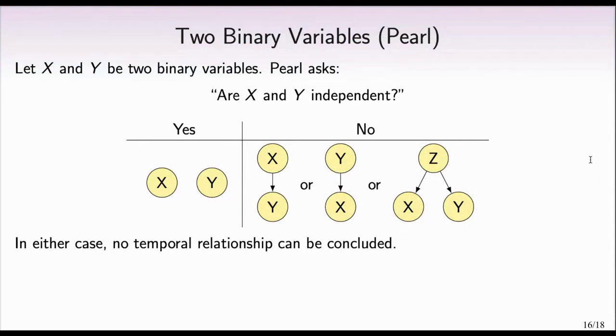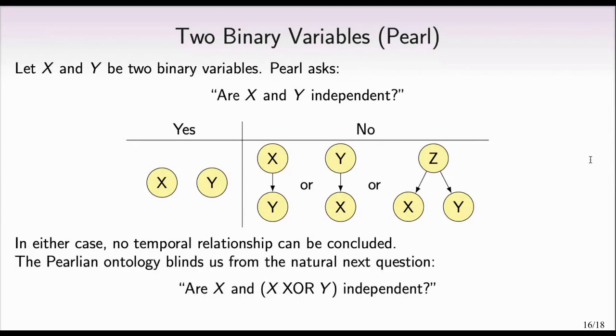So let X and Y be two binary variables. Pearl would then ask, are X and Y independent? If yes, then there's no path from X to Y or vice versa. If no, maybe there's a path from X to Y, maybe there's a path from Y to X, maybe there's some third thing with a path to both of them. In either case, we're not going to infer any temporal relationships. To me, it feels like this is where the adage "correlation does not imply causation" comes from: Pearl is only able to infer causation using larger structure.